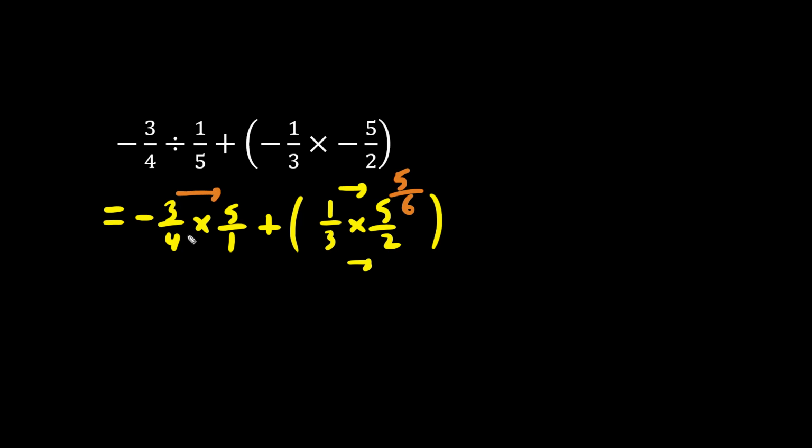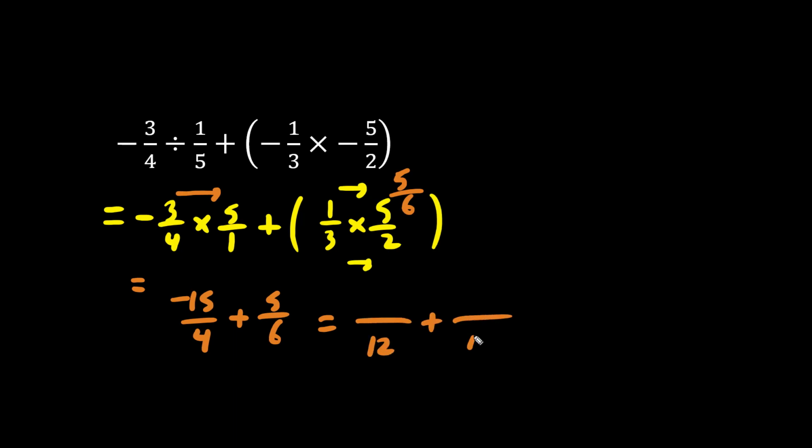What is negative 3 times 5? We have negative 15. 4 times 1 is 4. And we're adding 5 over 6. The LCM is 12. 4 times 3 is 12.